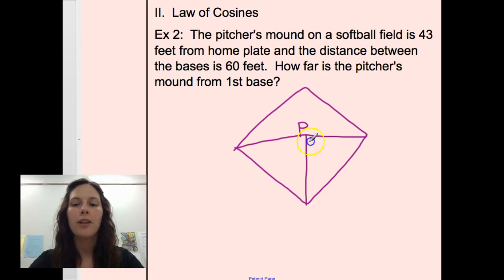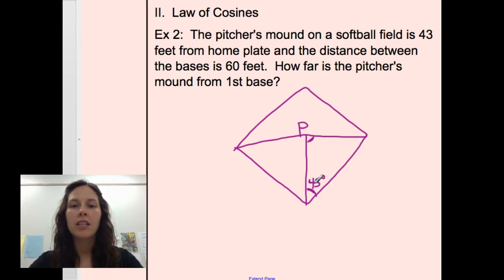So we do not know what this angle is up here. We do know it is not a right angle, but because it's a square, and if we continued the line through the pitcher's mound, it would land at second base, this cuts the angle in half. It's the diagonal of the square, and angles are bisected by their diagonals in a square.